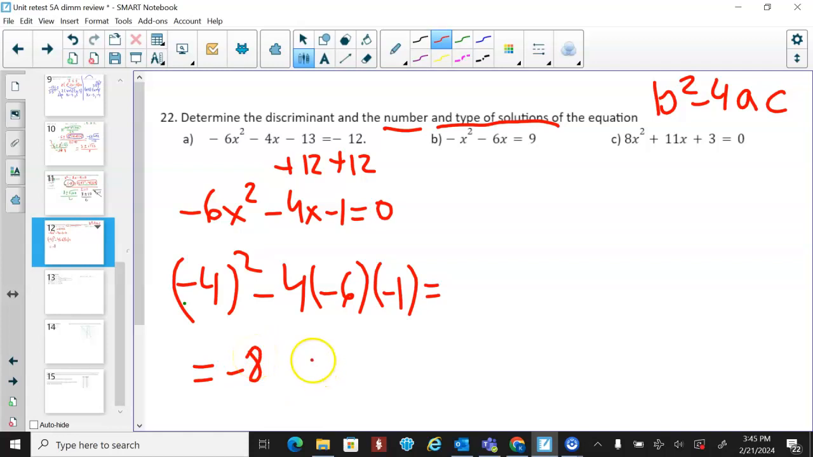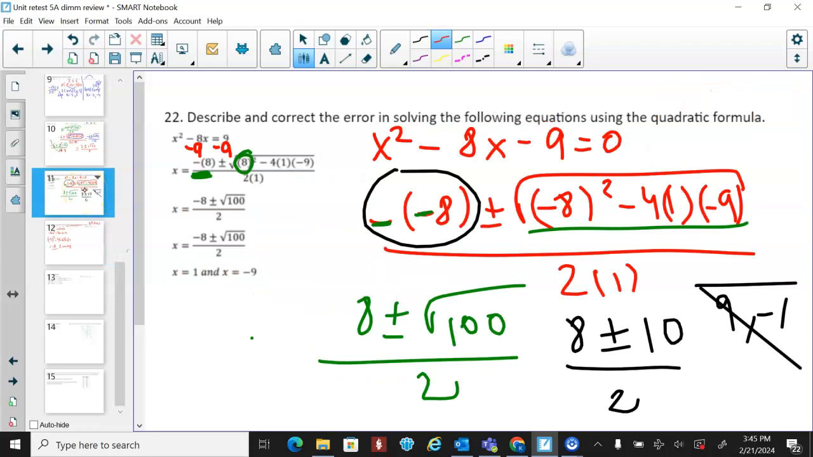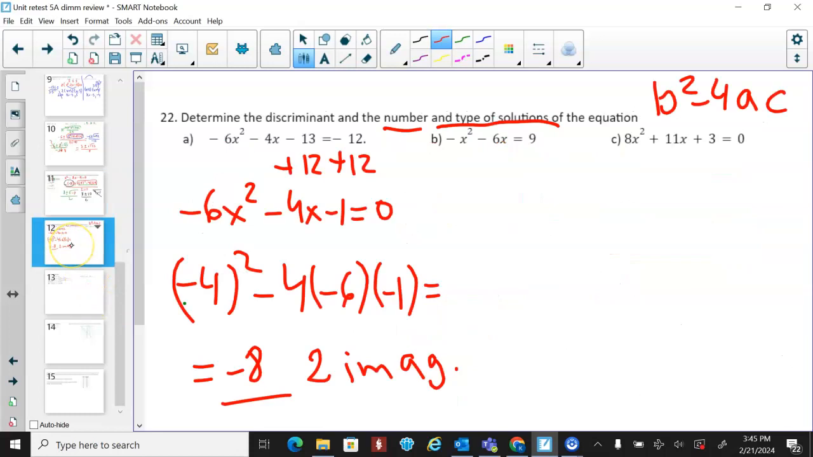Negative 8 means 2 imaginary. Okay, because again, the negative discriminant was underneath the radical right here. If I have a negative discriminant, this is where it goes. So if I have negative 8 right here, I know that that's going to be an i, because that's where the discriminant comes from in the formula. And this is going to be 2 imaginary.